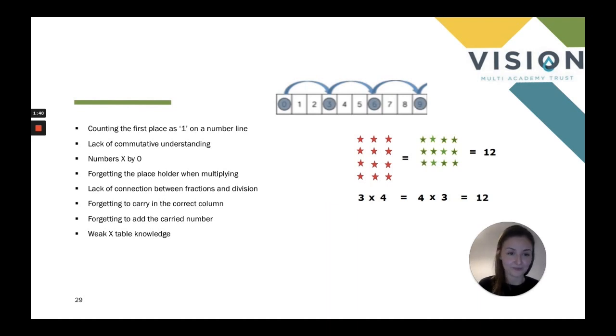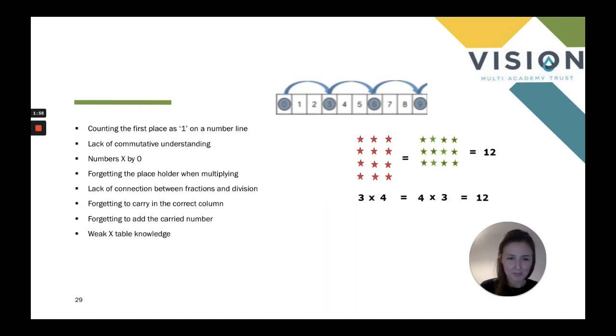Forgetting the placeholder, of course, when multiplying, that's a common one, which is why it's so important to really emphasise setting up your questions properly. I always say to them 4 lines and a 0. If you drill that into them, they can't go wrong, hopefully.